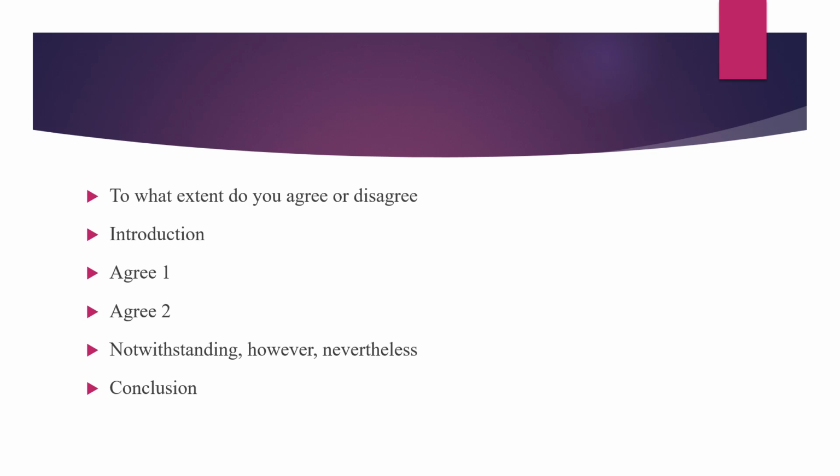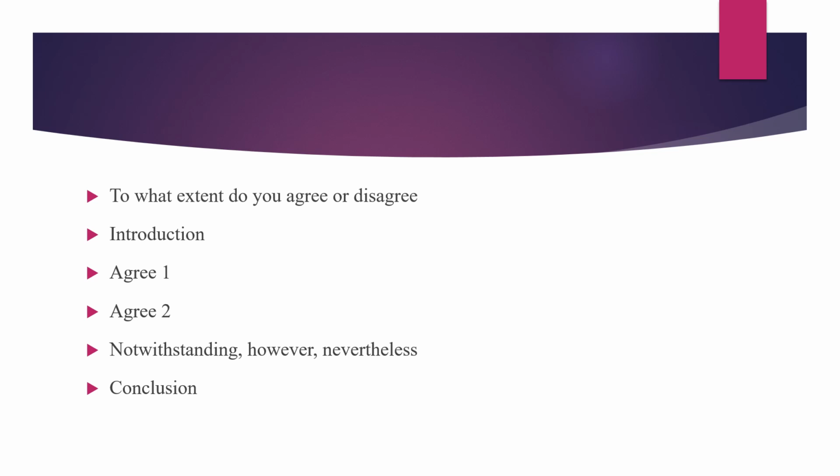So over here, first we'll be discussing the format and the features of what to write and how to write in this particular type of essay. To what extent do you agree or disagree? First, we'll be writing the introduction paragraph, then agree 1, agree 2, notwithstanding, however, nevertheless. This is the exception paragraph, that with the exception of this, you can go ahead with such a point or such a particular topic. And in the last, it would be a conclusion paragraph.